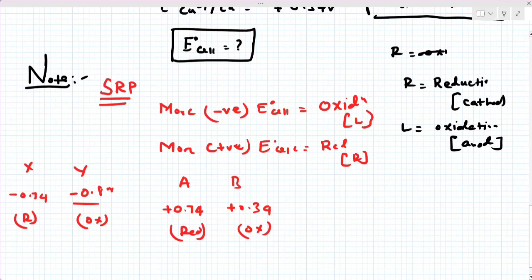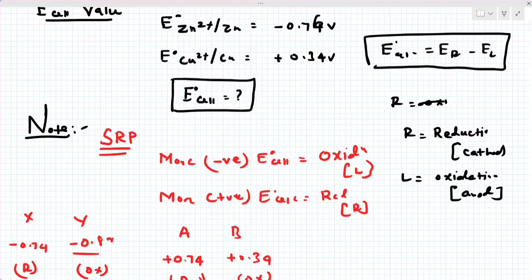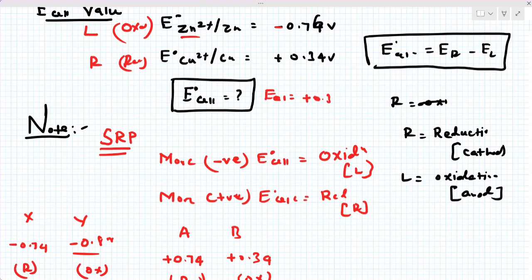Now apply the same formula to the galvanic cell reaction. What is the zinc value? Minus 0.76. What is the copper value? Plus 0.34. Therefore zinc, having the more negative value, undergoes oxidation and copper undergoes reduction. Oxidation on the left, reduction on the right. Now what is the Ecell formula? ER minus EL. Plus 0.34 minus (minus 0.76). The E cell value is plus 1.10 volt.